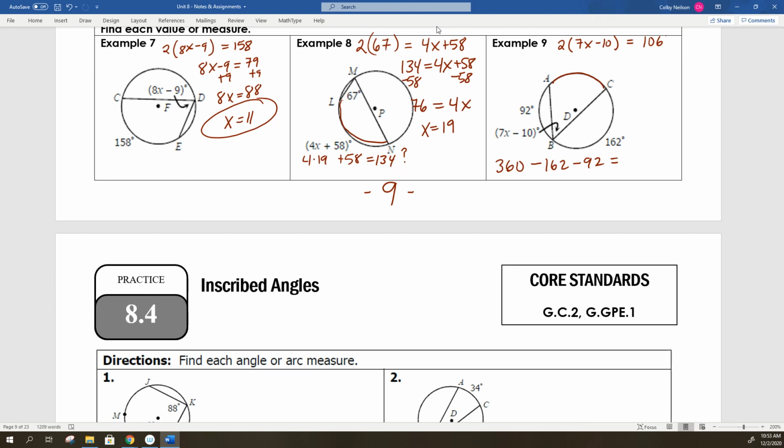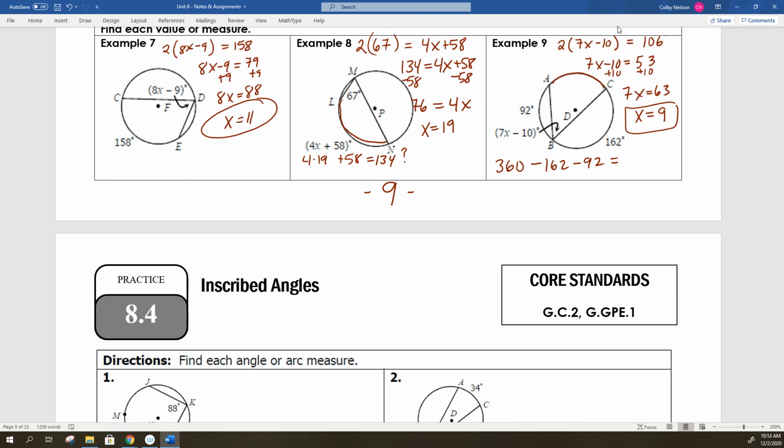Okay, 106. Now, I wrote it down as 2 times the angle equals the arc. But you could have waited to do that and just found the arc and divided it by 2. That's what we're going to do now anyway to solve. So 7x minus 10 equals 53. Subtract 10... no wait, add 10. So 7x equals 63. And then divide by 7, so x is 9. And then plug it in, make sure we're right. 9 times 7 is 63, minus 10 is 53. And that is half of 106.